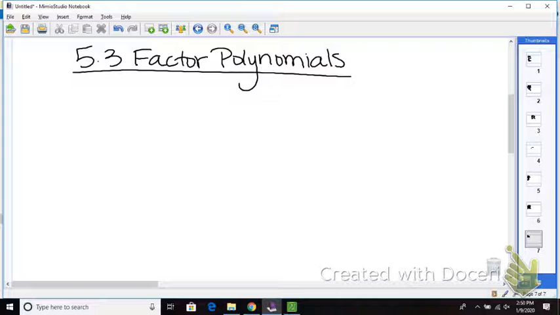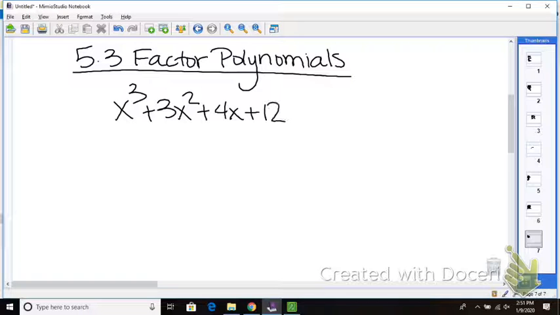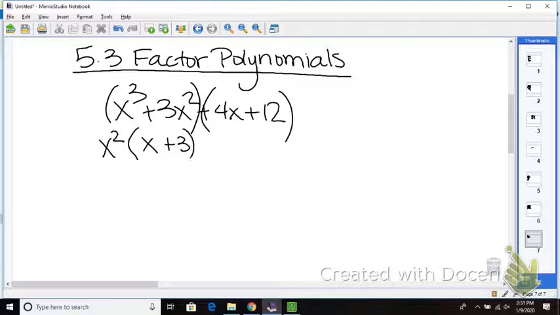So we're going to start with this first one: x cubed plus 3x squared plus 4x plus 12. And when you have four terms, you're always going to go to factoring by grouping. So you're going to group the first two and group the second two. What can come out of the first group? X squared. We have two of them. So I have x squared, so I'm left with an x and then a plus 3. Everybody good with that?